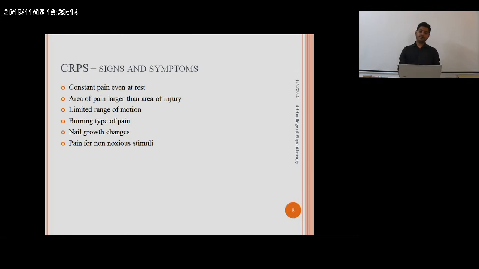And there will be a limited range of motion associated with CRPS, in both the upper limb as well as the lower limb. People often complain of pain as a burning type of sensation, which they perceive even at rest. And there will be nail growth changes and pain for a non-noxious stimulus, called allodynia. So even for a non-noxious stimulus, they are going to perceive that as pain, and they are going to complain of pain at excruciating levels.